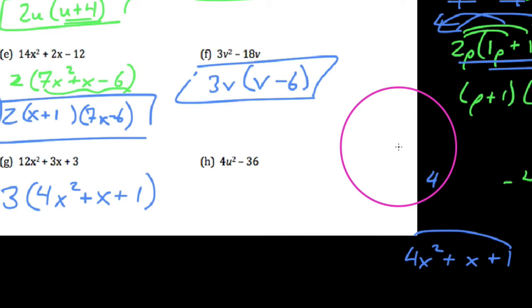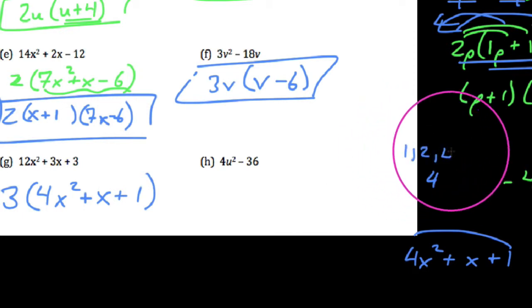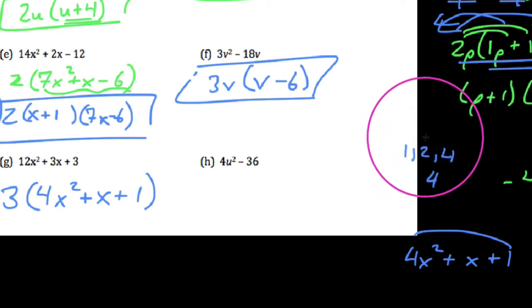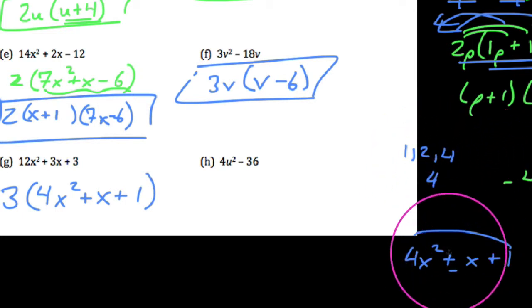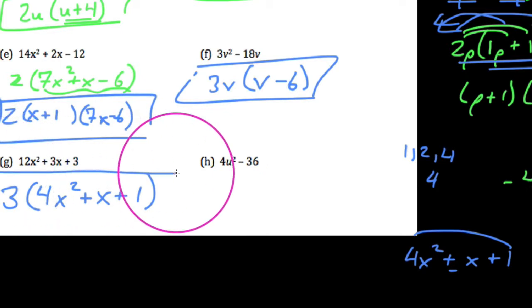I say, what are the factors of 4? So we say 1, 2, and 4. Can I think of two factors of 4 that are both positive or both negative, but also add up to 1? And I can't think of any. So this would be as factored as we could get it.